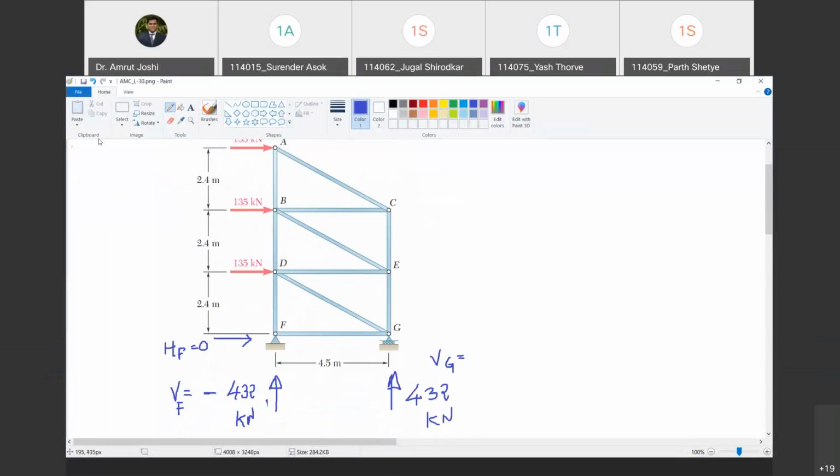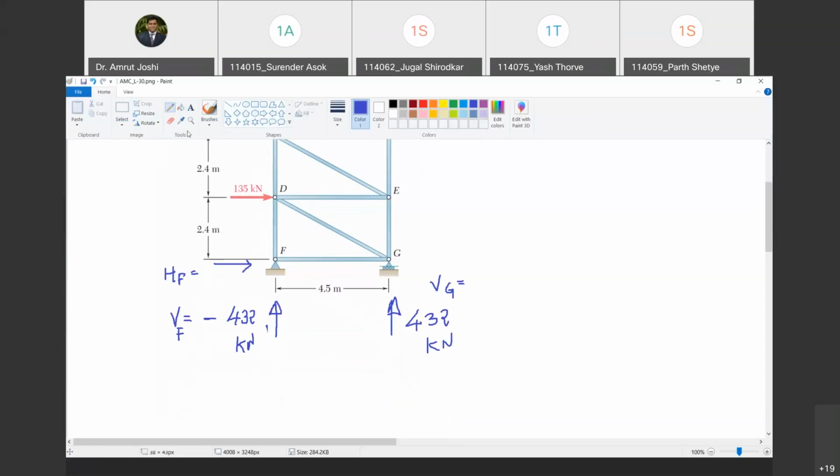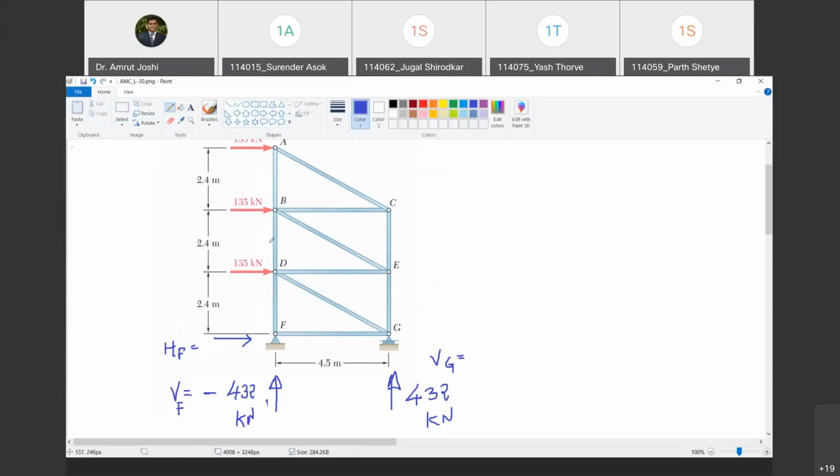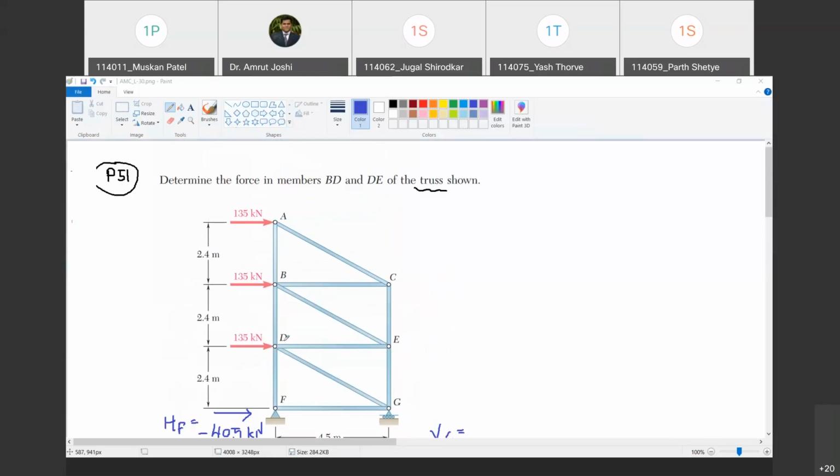HF is not 0. What is the value of HF? HF is 135 into 3. Am I right? 135 into 3. So Muskan, how much is HF? 405. And initially we have assumed it towards right, but in fact it has to be towards left because it has to counter this 135, and therefore if it is assumed towards right, we are going to get it as minus 405 kilonewton. Do you agree with me, Muskan? Yes, sir. Okay. So this is the point where we stopped in the last class.